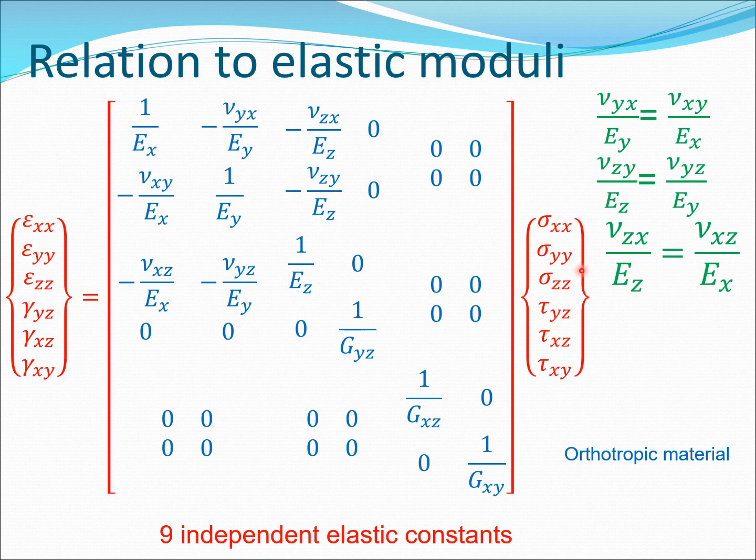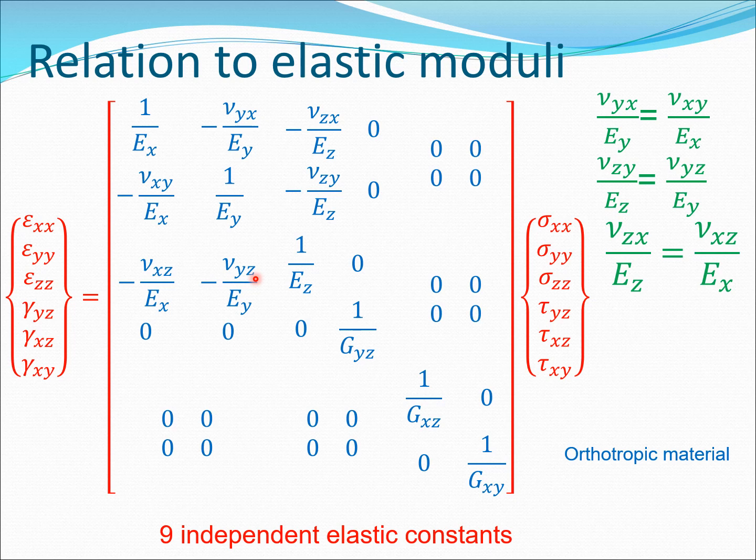Now, frequently this matrix is written in a form which is more physical in nature. We write A11 as 1 by Ex, we write A22 as 1 by Ey, and so on. Here Ex, Ey, and Ez are the 3 Young's moduli. And the G's here, Gyz, Gxz, and Gxy, are the 3 shear moduli. Besides that, we have 6 different Poisson ratios: nu yx, nu xy, nu zx, nu xz, nu zy, and nu yz.